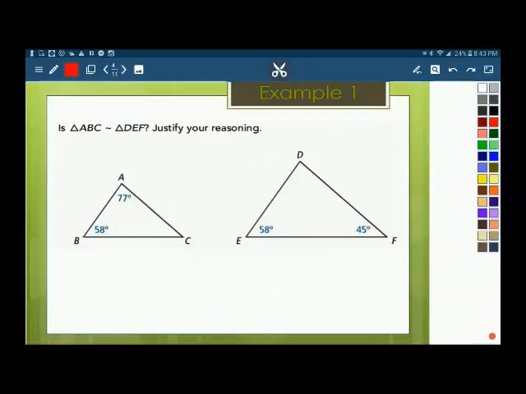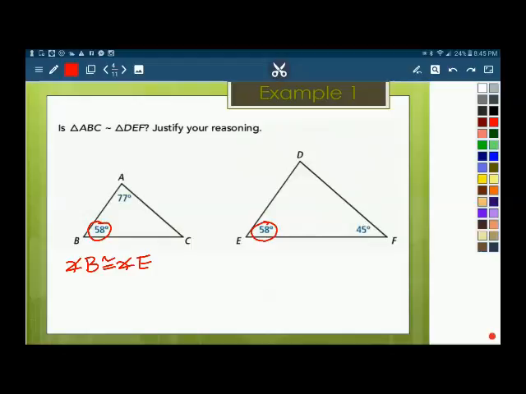Okay, so let's take a look at the first example. It says, is triangle ABC similar to triangle DEF, and justify your reasoning. Now, when you first look at these two triangles, you may think, if the rule is that you need two corresponding angles, I only really see one pair of corresponding angles that are congruent. I can see that angle B is congruent to angle E. But 77 degrees is not the same as 45.